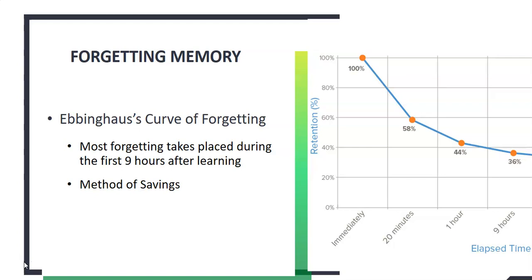There's a massive drop-off. He also came up with something that's called a method of savings. And this involves computing the difference between the number of repetitions needed to learn a list of items and the number of repetitions needed to relearn it after time had elapsed. So, for example, if it took you 8 repetitions to remember a list of 20 words, then 1 day later it would take you 4 repetitions to remember that same list of words, which would result in a 50% savings.